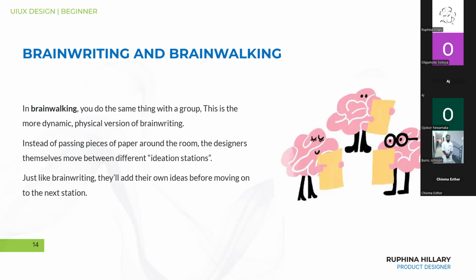Let's say for the problem you have identified, you have three secondary problem statements pointing at specific problems or specific features. Then you create three stations for those three problems. Now I, as the first participant, go to the first station and write down an idea I have. Then I go to the next station, write down the idea I have. I go to the next station, write down the idea I have. The second person does the same thing. So now instead of passing paper around, the designers themselves move between different ideation stations.